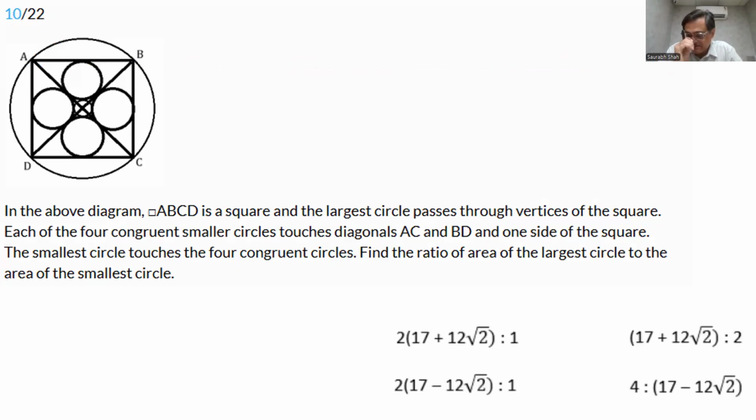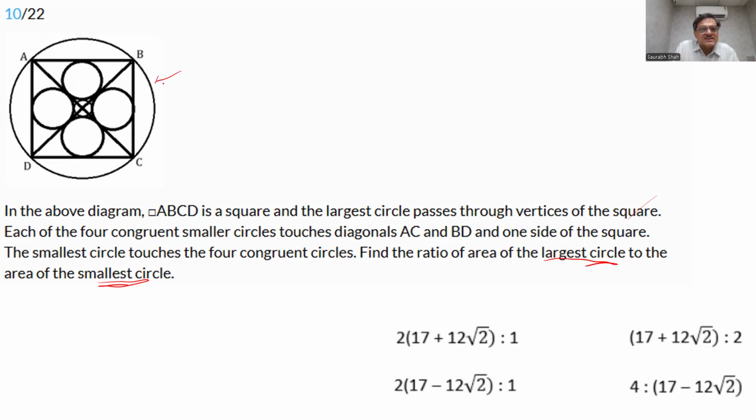Now, this is a very interesting question here. Looks like a difficult question. A circle, inside the circle there is a square. Inside the square there are two diagonals, and then there are 4 circles, and then a central small circle. And what is the question? Find the ratio of the area of the largest circle to the area of the smallest circle.